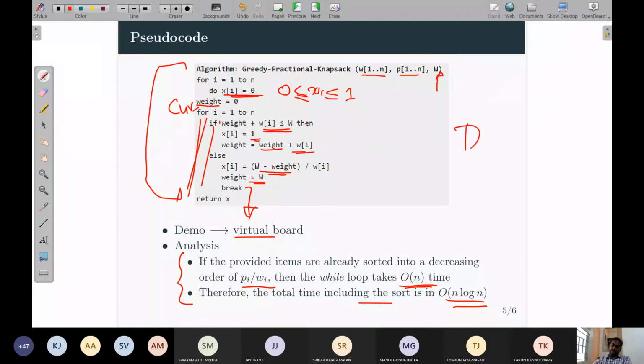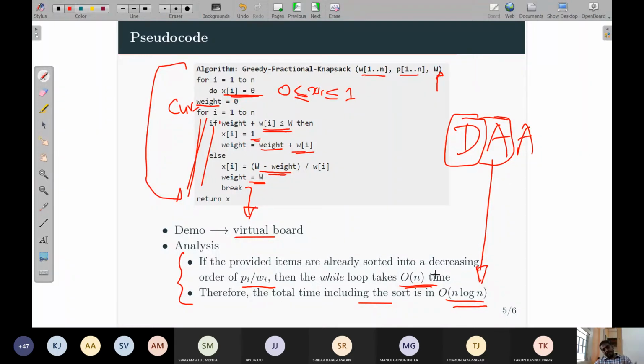So this is what design and analysis of algorithms is. We had an abstract problem. We designed an algorithm, we analyzed it, and we identified the complexity as big O of n log n, because the major task involved here is the sorting of the array of profit by weight.